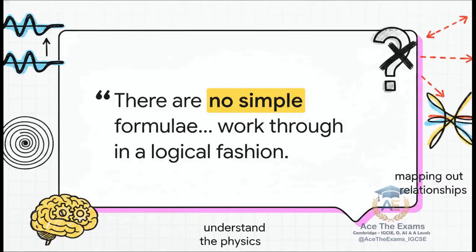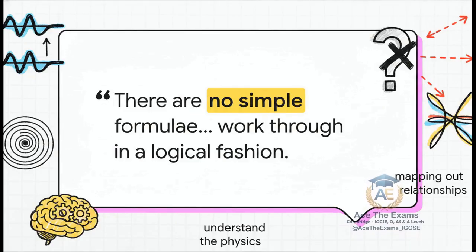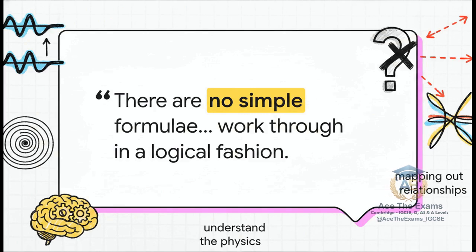When you eventually encounter those tricky ratio questions involving amplitude and intensity, and trust me, you will, remember this very clear warning. As the textbook notes, there are no simple formulas you can apply here. You need to ensure that you understand the physics and then work through in a logical fashion. Seriously, don't just blindly plug numbers into a calculator hoping for the best. Map out the relationship logically step by step.